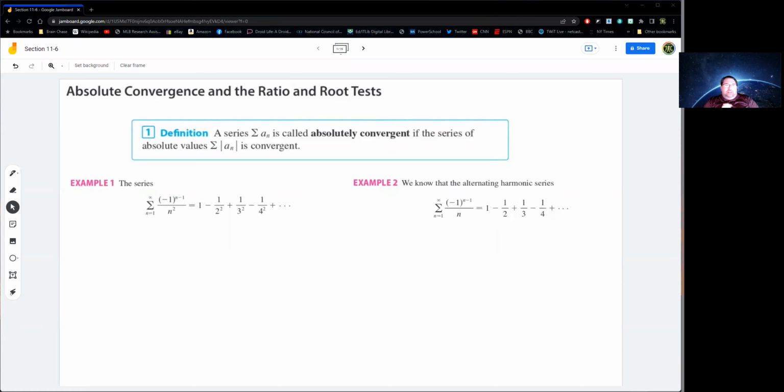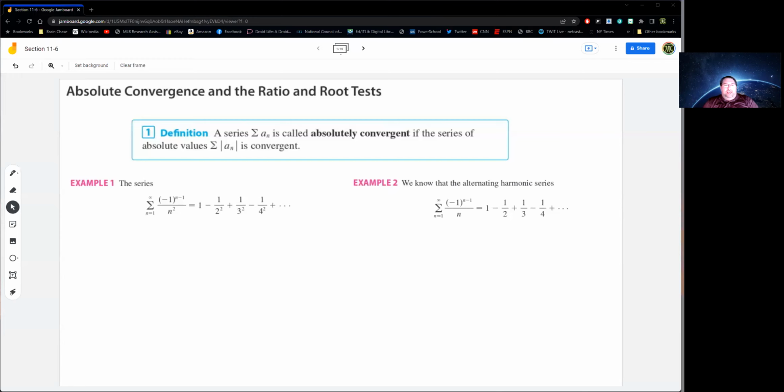A series is absolutely convergent if its absolute values are convergent. What that basically means is that if I can take the absolute value of all the terms of the series, and that series is convergent, then the positive version is convergent, the negative version is convergent, and the alternating version is convergent. So every possible combination of these is going to be convergent, and that's what's known as absolutely convergent.